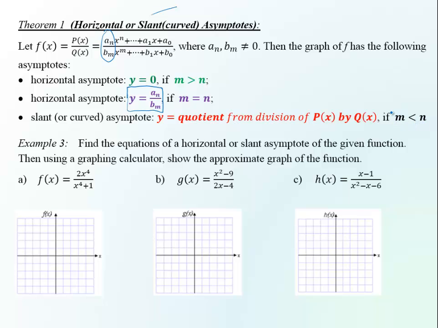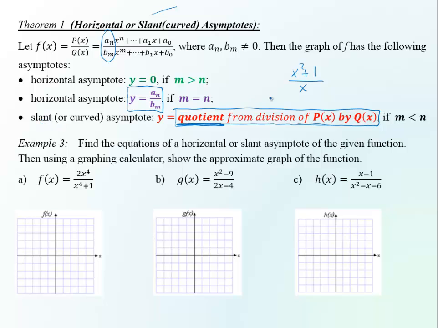But think about it. If the degree of the denominator is lower, for example, in the denominator I have x, in the numerator I have x squared plus 1, then we can actually divide by x. So that's exactly what we do. We take the slant asymptote as the quotient from the division of the numerator polynomial by the denominator polynomial. So we divide those polynomials and we're taking only the quotient. We don't worry about the remainder, just the quotient. That's your slant or curved asymptote.